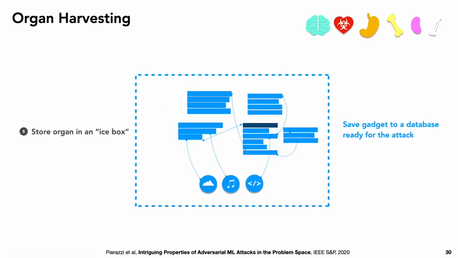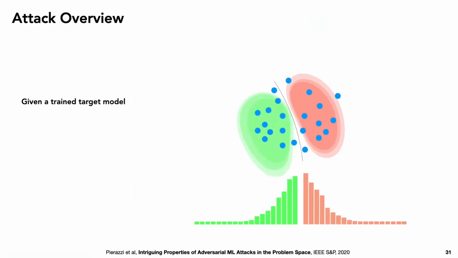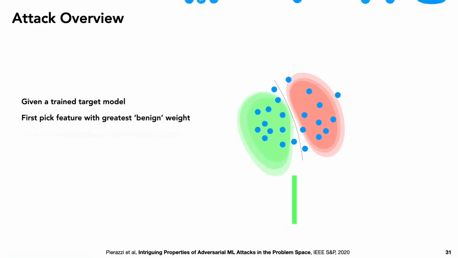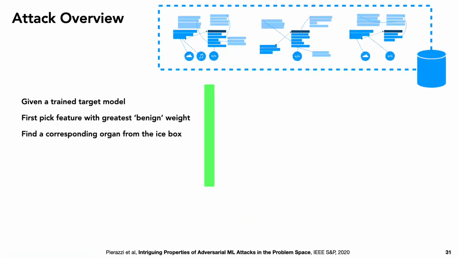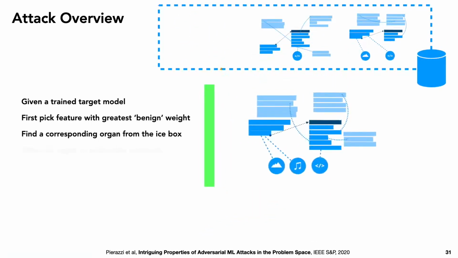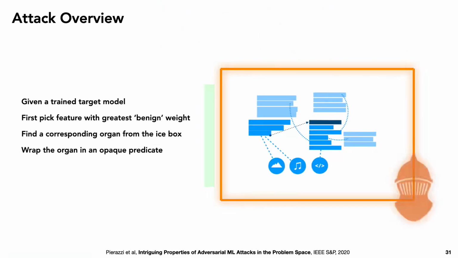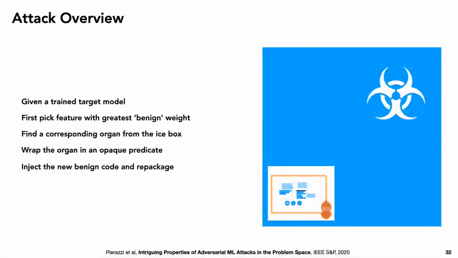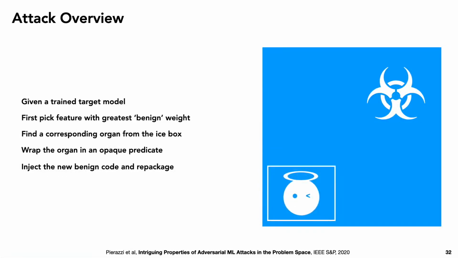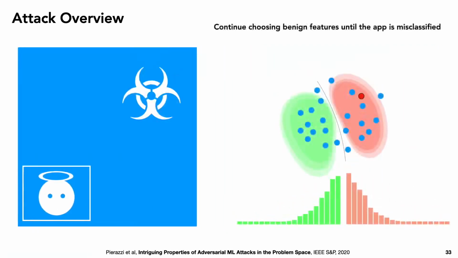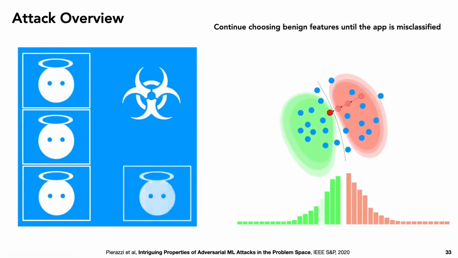Once we have the complete slice, we add it to an icebox, a database of organs ready for the attack. Then for the attack itself, given a trained target model, we first pick the feature with the greatest benign weight, find a corresponding organ from the icebox, wrap the organ in an opaque predicate to prevent execution at runtime, and repackage the new app with the injected code. Then we can repeat this over and over until the app is misclassified.